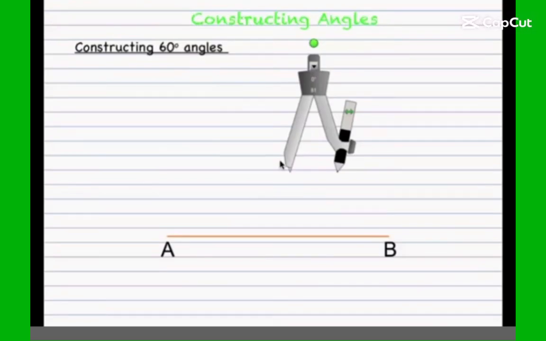Looking at how we construct the 30 degree, 45 degree, 60, 90, and 120 degree angles using our compass. I'll begin by demonstrating how we construct a 60 degree angle.